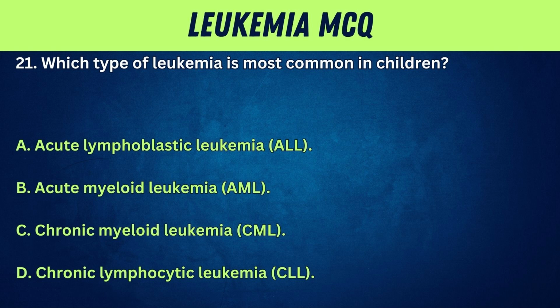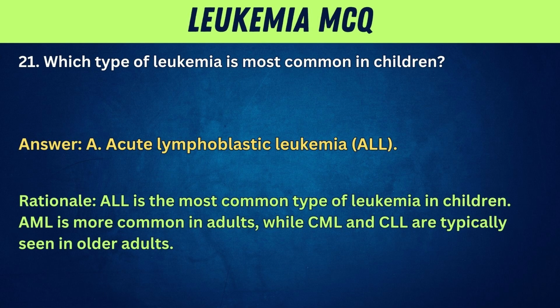21. Which type of leukemia is most common in children? A. Acute lymphoblastic leukemia, ALL. B. Acute myeloid leukemia, AML. C. Chronic myeloid leukemia, CML. D. Chronic lymphocytic leukemia, CLL. Answer: A. Acute lymphoblastic leukemia, ALL. Rationale: ALL is the most common type of leukemia in children. AML is more common in adults, while CML and CLL are typically seen in older adults.